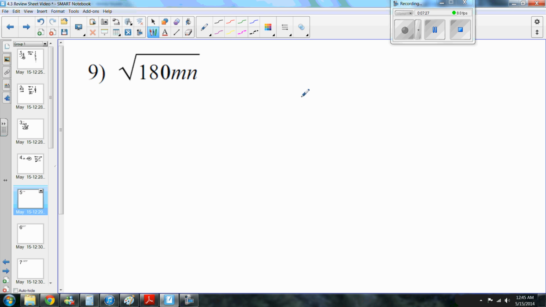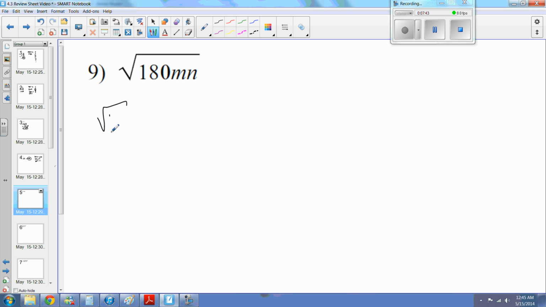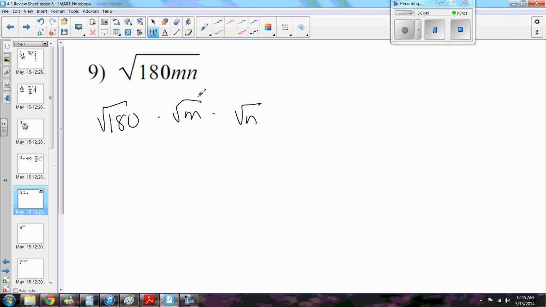Next, the square root of 180mn. So, square root of 180. Our first step here, when we're simplifying radicals that have variable components, is to divide these up into their respective products. There are 3 products here: root 180, root m, and root n. Let's deal with root 180 first.